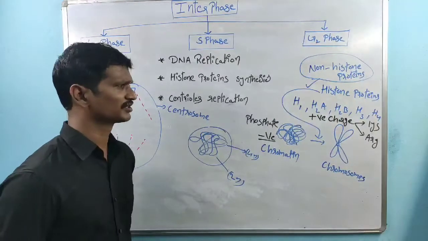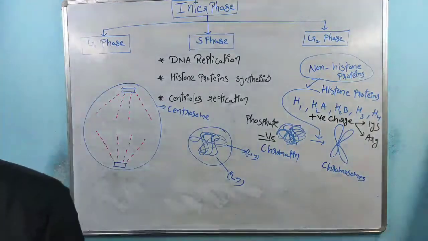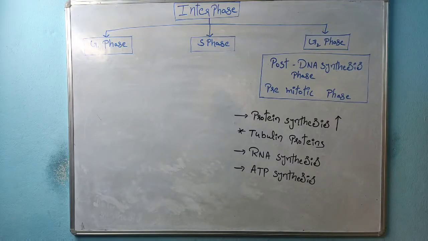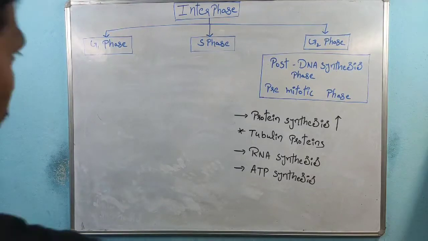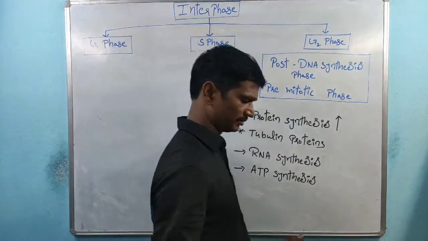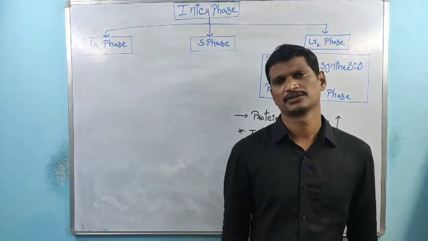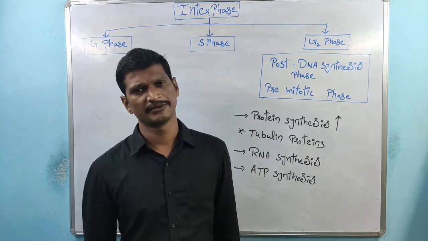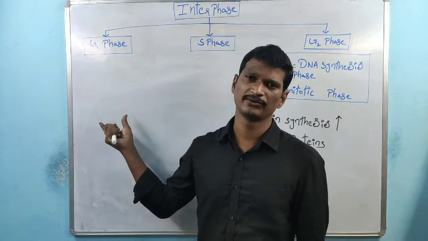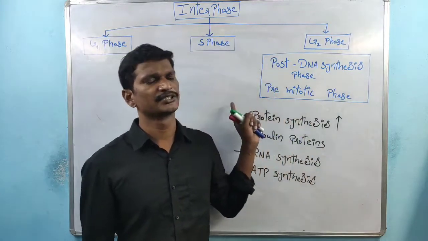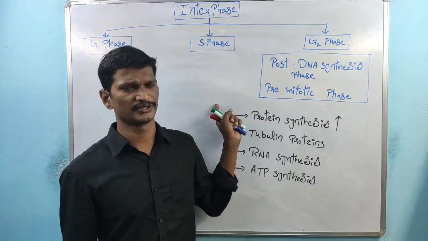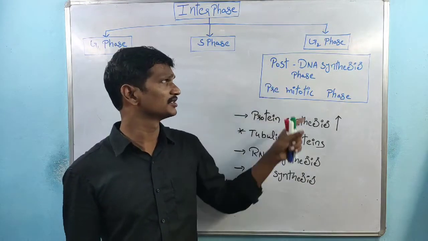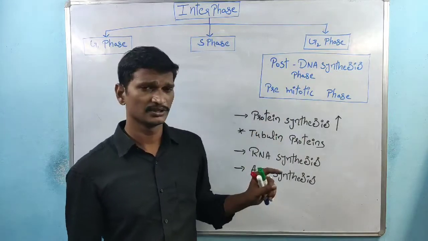Coming to the last one, the G2 phase. We'll discuss the G2 phase. In interphase, the last phase is the G2 phase. The very first phase is called gap 1 phase, then because of DNA synthesis, the next phase is called S phase, and the last phase within interphase is the gap 2 phase. So that is about the G2 phase.